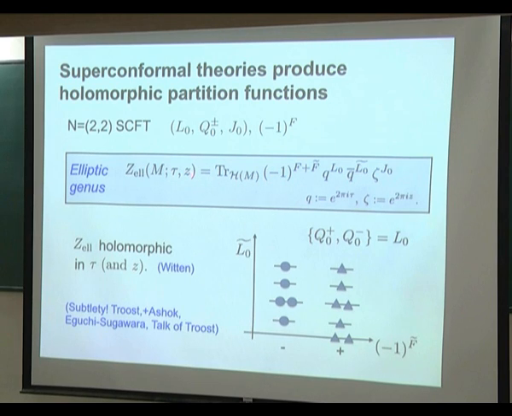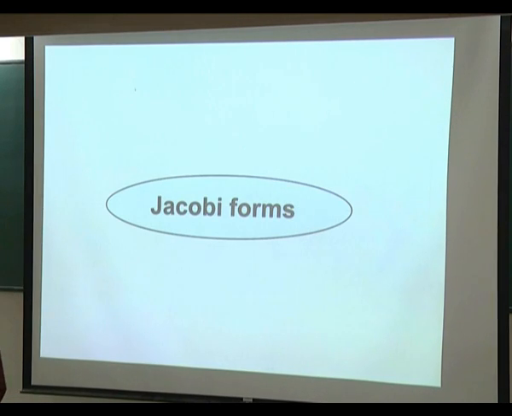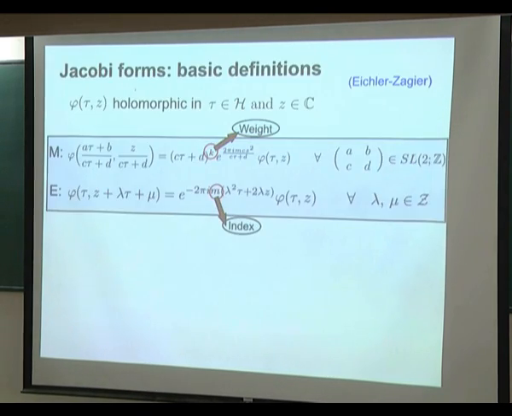You have some function of tau and z, so you can ask what are its modular properties. So this leads us to the notion of Jacobi forms. So let's talk about that. Let me pause for questions. I hope I'm not going too fast. If I'm going too slow, I'm sorry, but I will do that. Okay, so let's move to Jacobi forms.